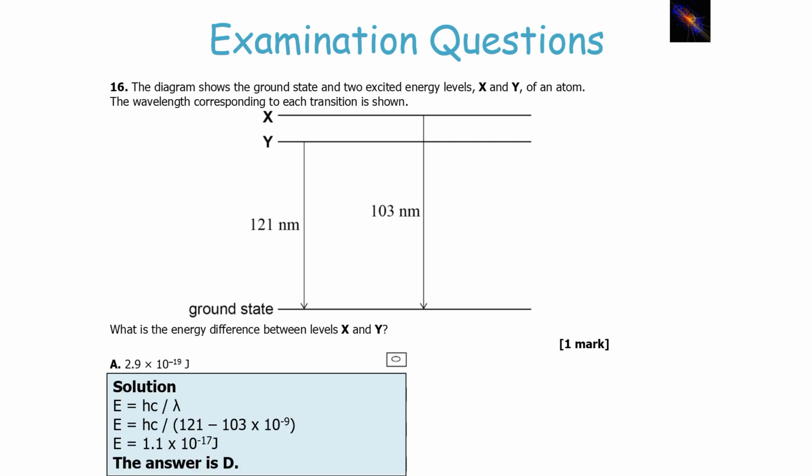So the first thing you've got to say is E equals hc over lambda. Now lambda in this instance is going to be the difference between the two energy levels, because we're looking for the difference. So it's 121 nanometers minus 103 nanometers. Pop the values in and you get 1.1 times 10 to the minus 17 joules.